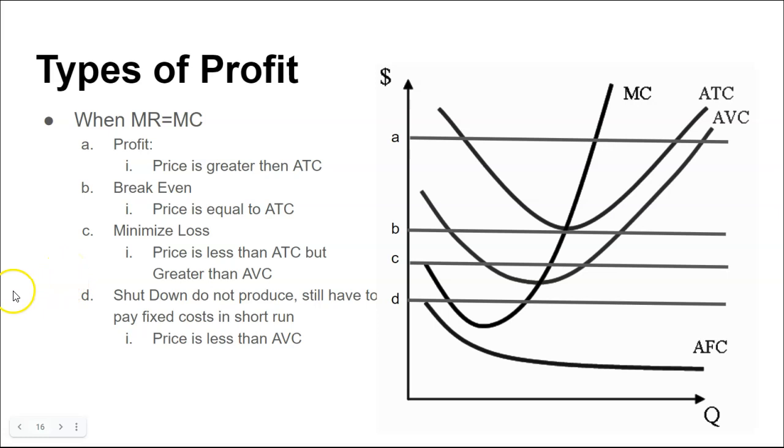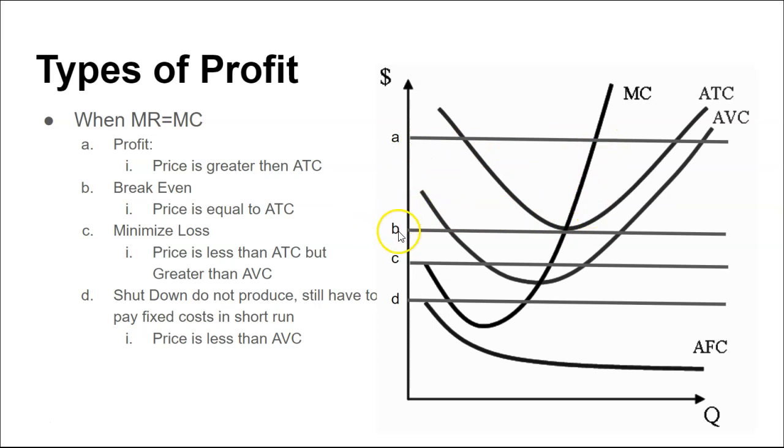So types of profit. Those 4 types of profit, it doesn't matter if it's perfect or imperfect competition, it's always the same. When you're at your output, you figure out your marginal revenue, marginal cost, and your profit maximizing quantity. Then you compare your price or your demand curve to your ATC or AVC, whichever it is. So if you're up here at point A, this is your price. I compare it to my ATC. It's greater than my ATC. I'm producing at a profit. It will be this box area I'm circling now.